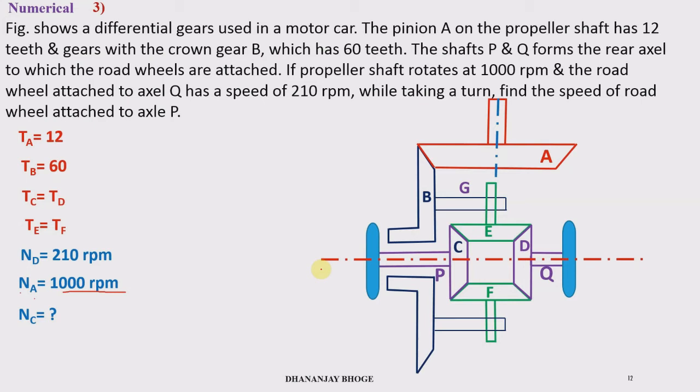आता इथं बघा gear C is mounted on left wheel, gear D is mounted on right wheel. D चा स्पीड दिलेला आहे 210 rpm. बरोबर. This is D and this is C. D is rotating with 210.